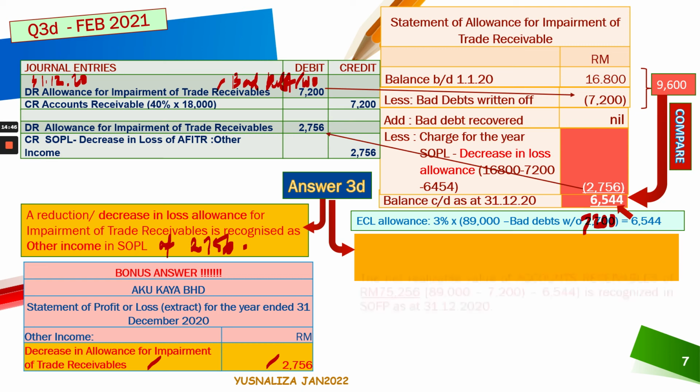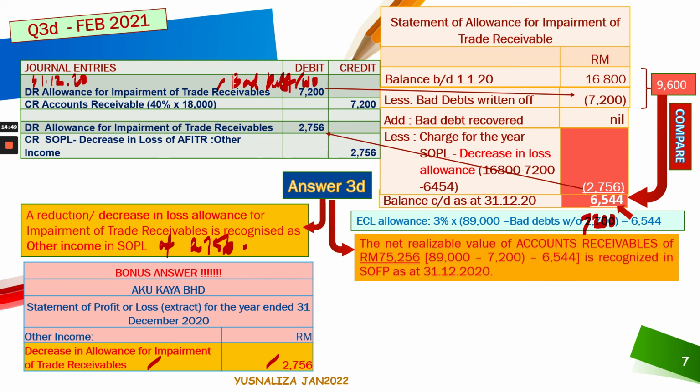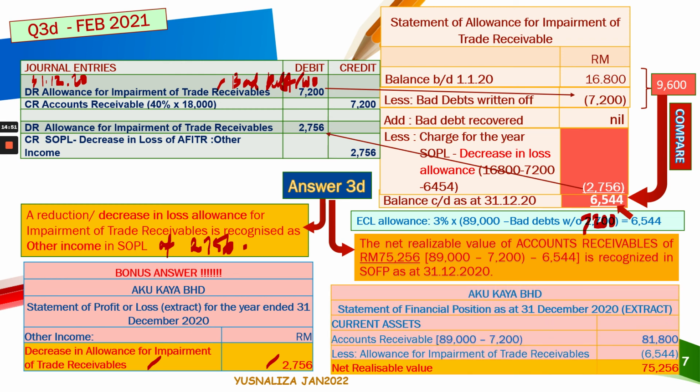Next is the information to be shown in the statement of financial position, which is the net realizable value. So to calculate the net realizable value, you can use the working that I show here, which is in the extract of the statement of financial position, the one here. Take your account receivable, which is 89,000 minus 7,200, 81,800. 7,200 is the bad debts written off. Allowance for impairment of receivable is the one that you calculate here, put it here. So you have a net realizable value of the account receivable to be 72,256. 72,256, which is the net realizable value.